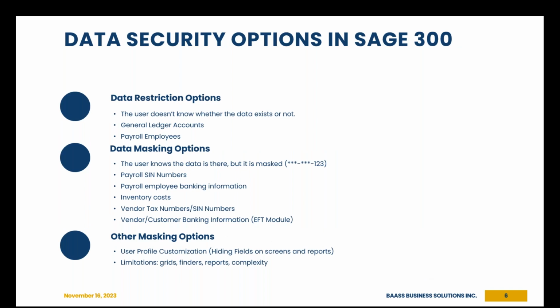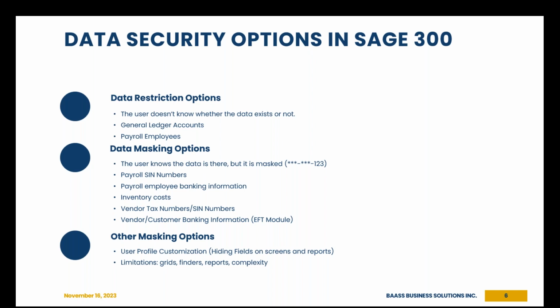Okay, so let's look at some of the things that you can do as far as data security and restrictions in Sage, going beyond just locking a user out of a certain module or a certain function within a module. We're going that level deeper, into what data they can access and what they can see and what they can't see. When we're talking about things that will restrict data, what it basically does is hide the data from the user completely, so that the user doesn't know whether the data is there or not.